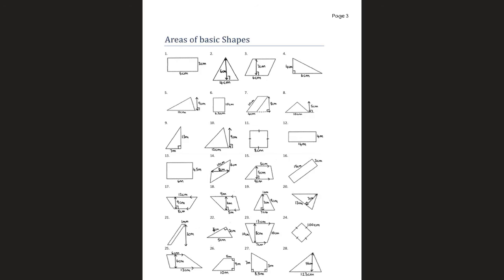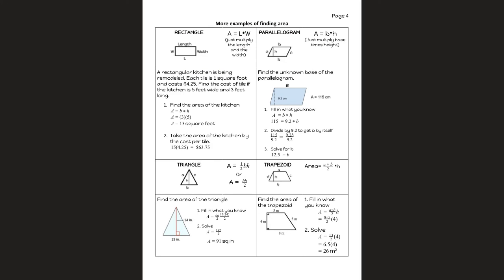Okay, and then on the notes that are posted, if you still need to see some more examples while you're working, the next page has some more examples. So here's a couple more examples of each type. There's a rectangle, parallelogram, triangle, and trapezoid. Okay, if you need help, just refer back to this. This will be posted as week 1 notes.